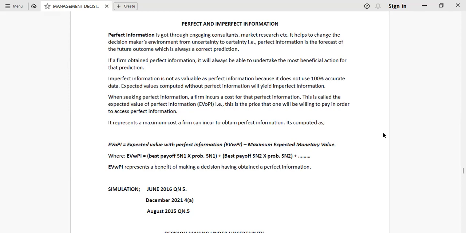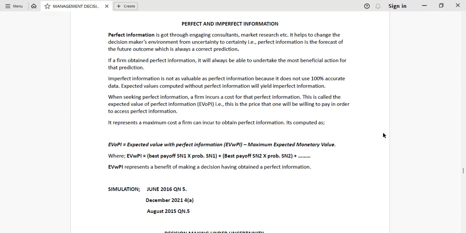So it is always what the decision maker is willing to pay for the perfect information. In other words, we don't consider what the other people are asking for the information they are going to give you. We only consider what the decision maker is willing to offer. And that's what we call the expected value of perfect information.